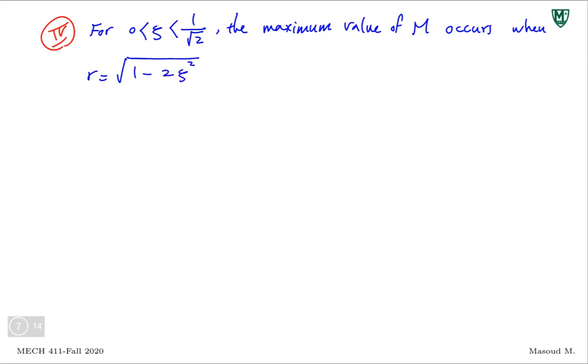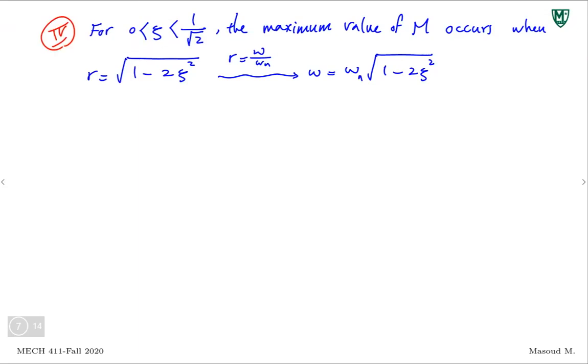If you rewrite this, knowing that R is equal to omega over omega n, then you'll get omega equals, let me call this R max, wherever the maximum happens. Well, maybe R max is not a good representative because it's not the maximum R. It's where the maximum M occurs. So keep that in mind. That omega at which the maximum amplitude occurs becomes omega n times the square root of 1 minus 2 zeta squared. This is an important observation.